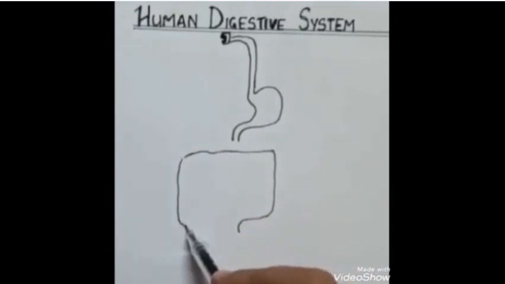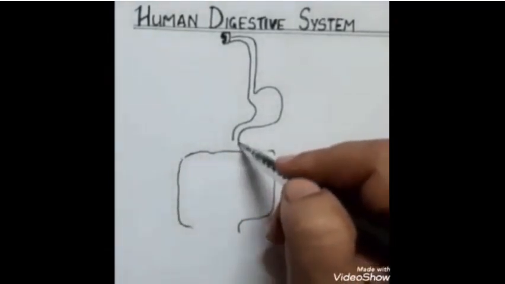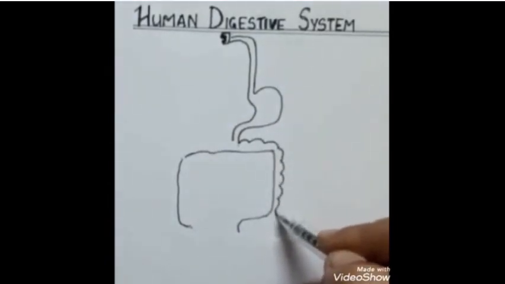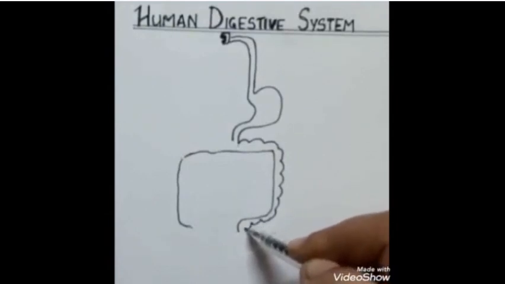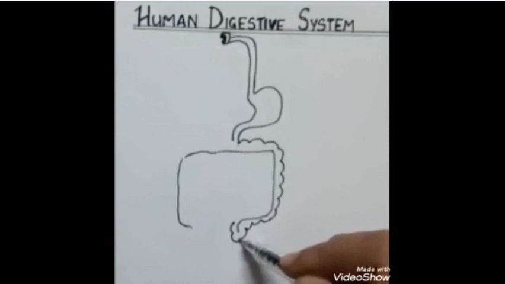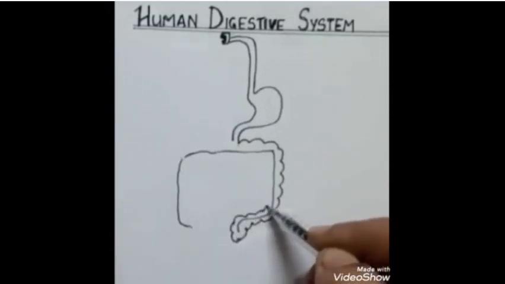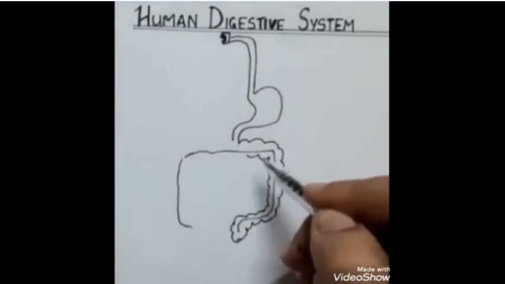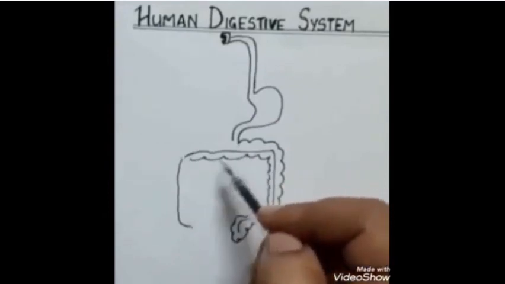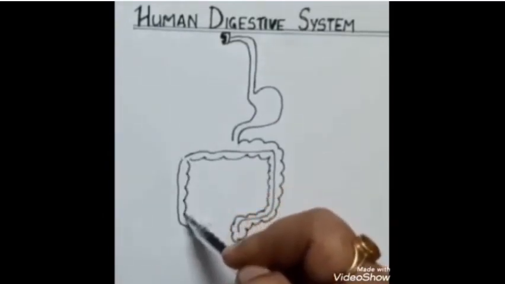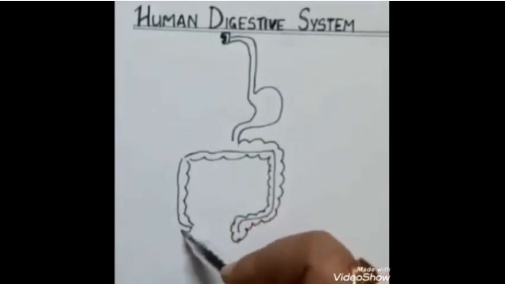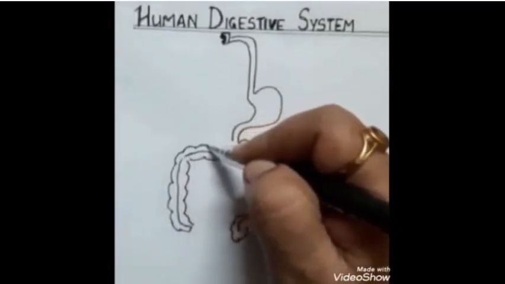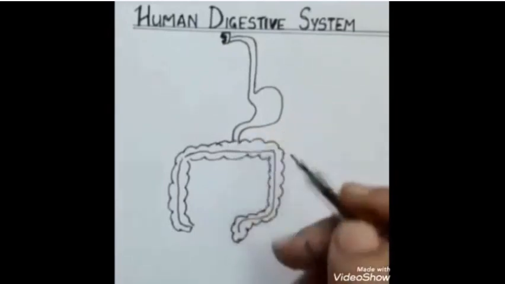You can give it with a light pencil. And here we'll draw random lines like this on both outer side as well as inner side. This will form the inner lining of the large intestine. I think you'll find it very simple to draw. Now we'll draw the outer lining. So our large intestine we have drawn.